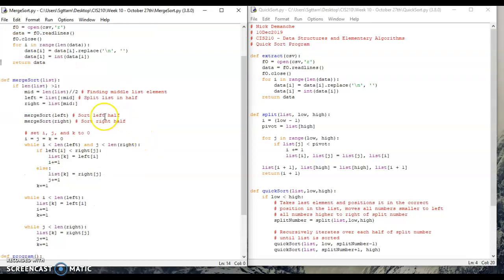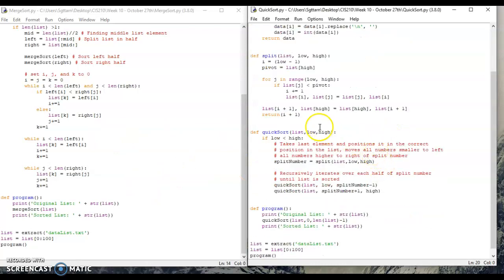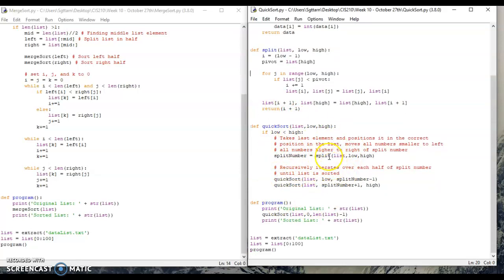And then for merge, you'd go through a merge sort where you split the lists up in half, and you keep doing that recursively. They're both recursive programs. And then while you're in there, you just keep breaking them down and splitting and sorting. For quick sort, on here, we have a process to split the list, and then in the actual quick sort, we do the splitting, and then we quick sort again. So you keep splitting over and over again until the list is sorted.